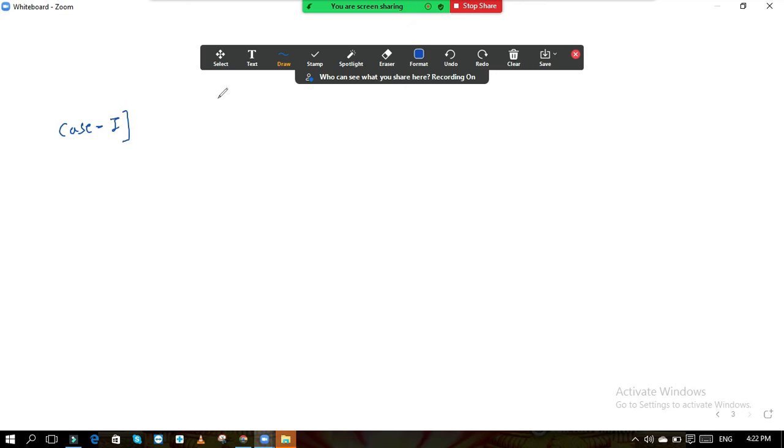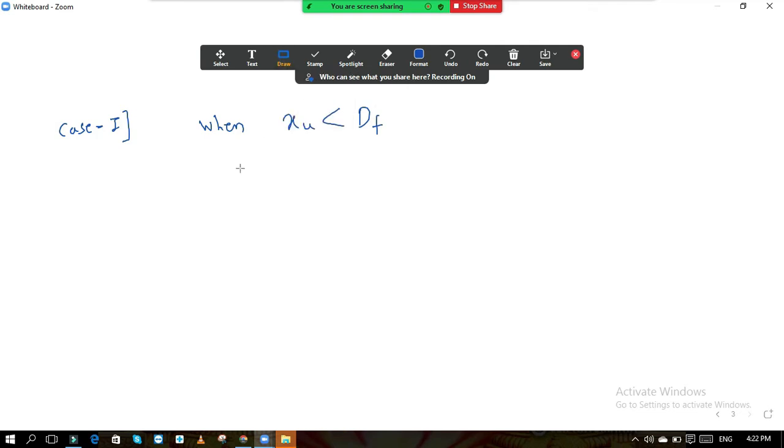What is the case first? When XU is less than DF. This is your case number one. So now what is DF? XU is already known to you. Okay, that is the depth of the neutral axis. What is DF? DF is the depth of the flange. DF means what? Depth of the flange.